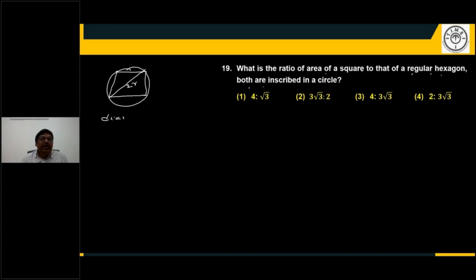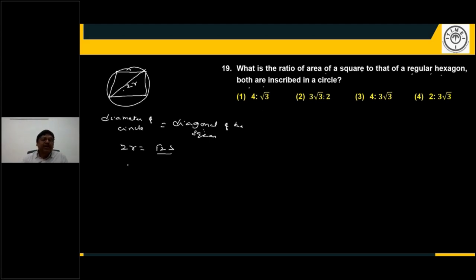The diameter of the circle will be equal to the diagonal of the square. So the diameter of the circle, 2r, will be equal to the diagonal of the square, which I'm sure you know is root 2 s. The diagonal of a square is root 2 into side.